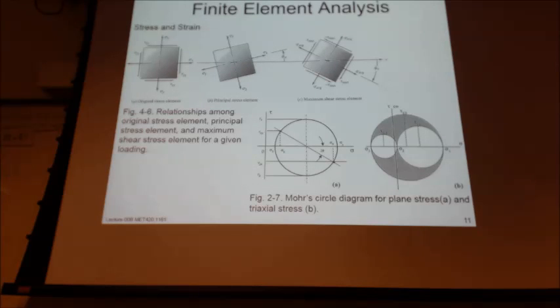Biaxial or plane stress is what's shown in figure 4.6. And if 2 of the stresses are 0, then it's uniaxial stress. Triaxial stress or combined stress is shown in figure 2.7b. And remember, there's no shear in the principal stress. The maximum shear stress element provides the value of the greatest shear, and it's always 45 degrees from the principal stress angle because shear failure is at 45 degrees.